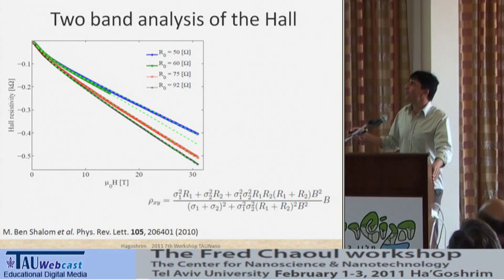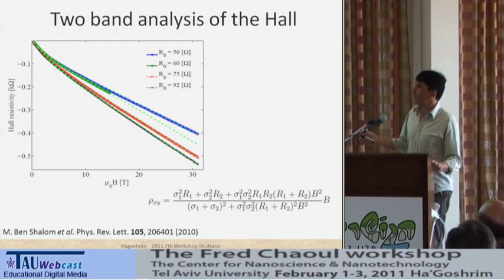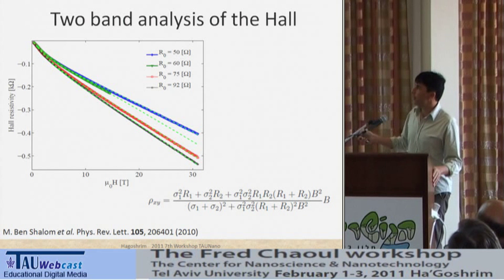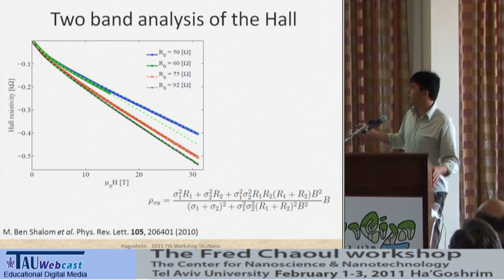Okay, so basically you measure the transverse voltage when you apply a magnetic field. And this is proportional to the inverse of the carrier concentration. So the slope here is 1 over n. But you see there are two slopes here. So we look at the two-band contribution.